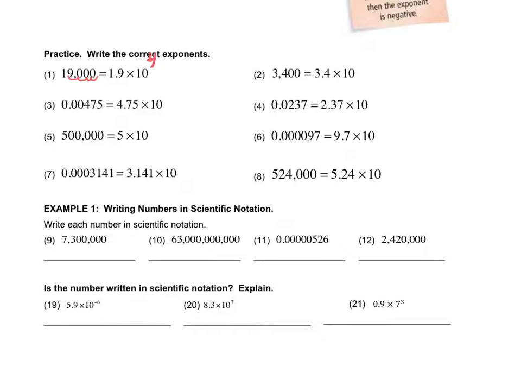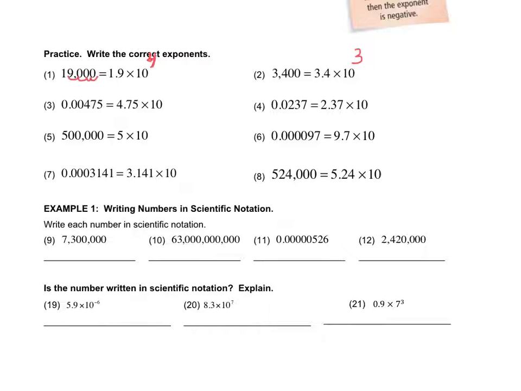Number 2. Again, the decimal point has been moved. It was sitting right here. It's been moved all the way back here to start scientific notation because it has to be between 1 and 10, which is 3.4. So again, it's moved 1, 2, 3. Any number that is greater than 1 is going to be one of our bigger numbers, which means positive exponents. So that is 3.4 times 10 to the 3rd.